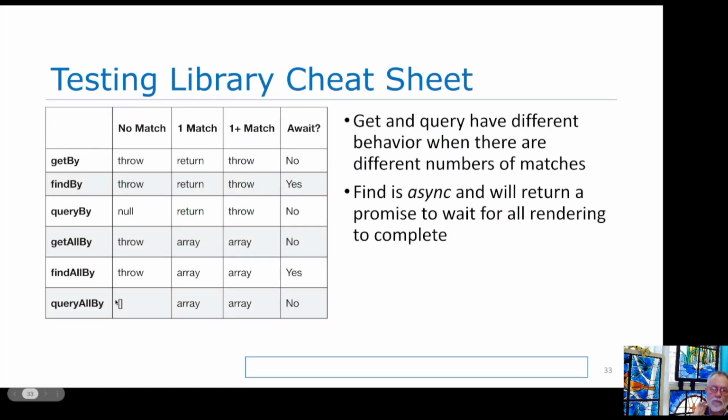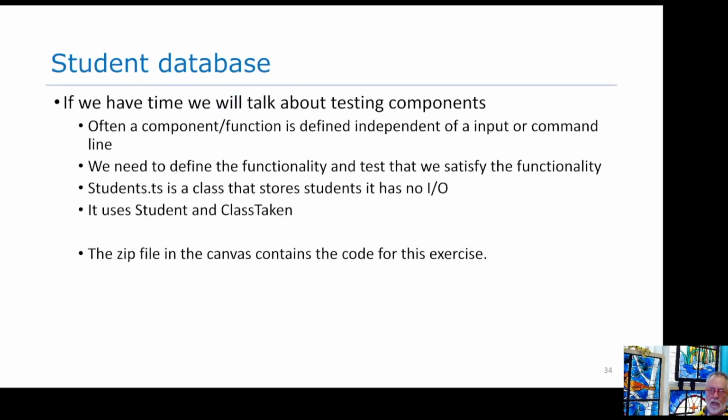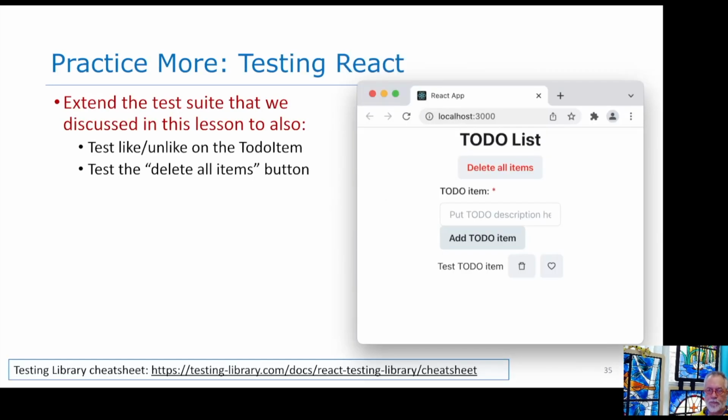There's a whole bunch of different queries: query all by, find by, query by, get all by, find all by, and it tells you what happens if you had no match, one match, and so on. Each one of these provides different features, so see the cheat sheet for your testing library. We are not going to talk about this one.